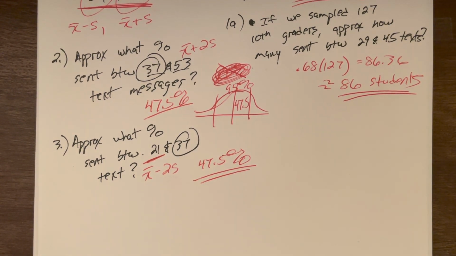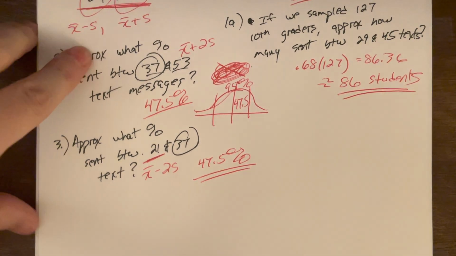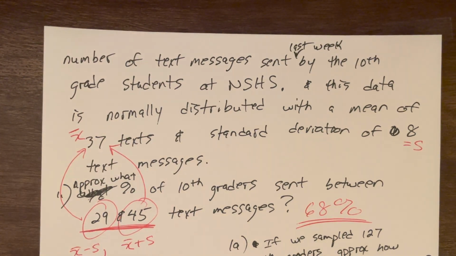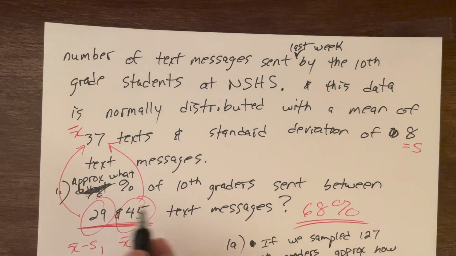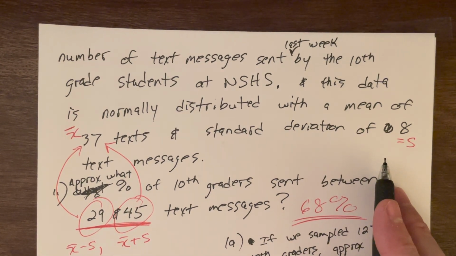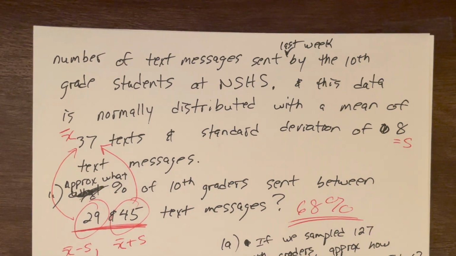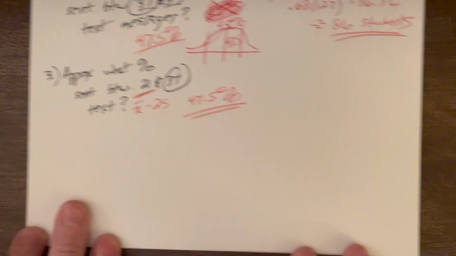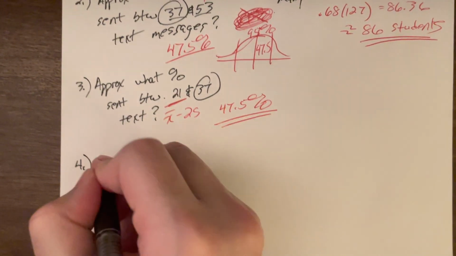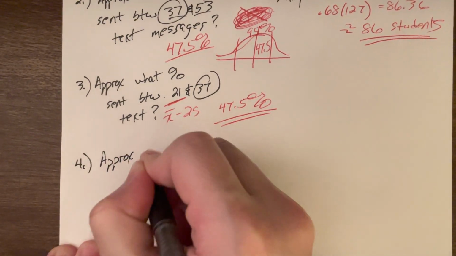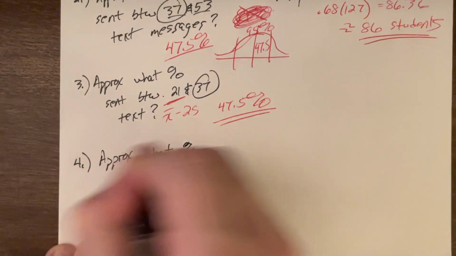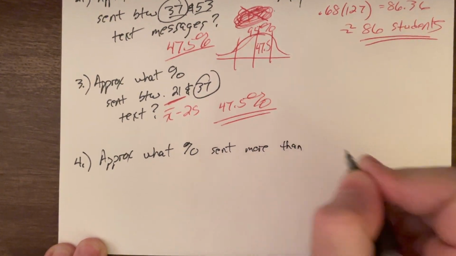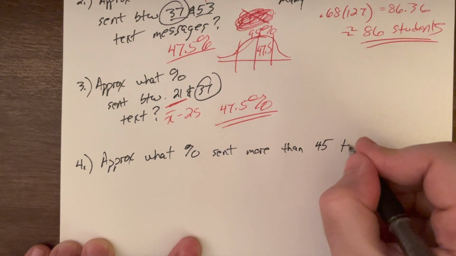Okay, third problem. I'm sorry, technically number 4. Number 4, using the same example, and then we'll do one more. We'll do a completely fresh example. Point out, these are all nice whole numbers. They don't have to be. We'll point that out in just a few moments. So, number 4, let's just finish up one more here. Approximately what percentage of the students sent more than 45 texts?